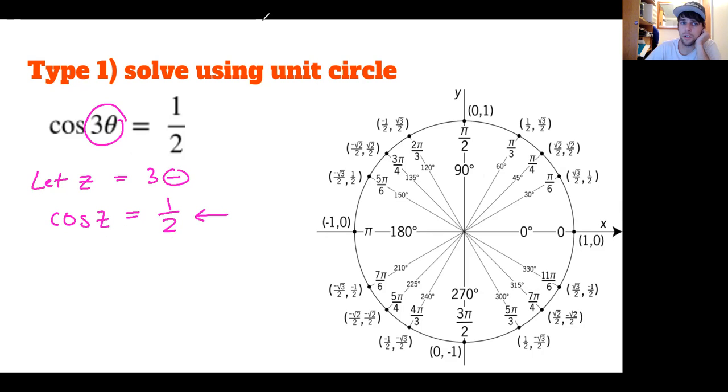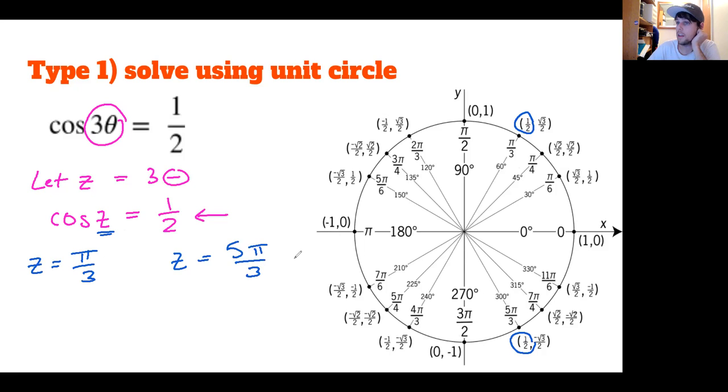Now we can look at our unit circle. We can find what angles on the unit circle have a cosine ratio of 1/2. Remember, cosine is the x-coordinate. So we have one right here, pi over 3. And we have this one right here, 5 pi over 3. Those are the two angles that satisfy the variable z. So these are solutions for z: z equals pi over 3 and z equals 5 pi over 3.